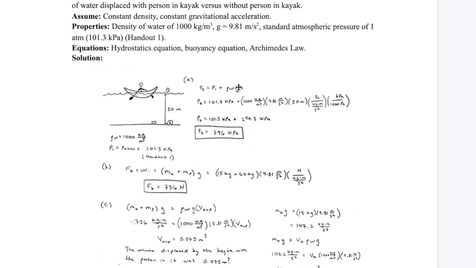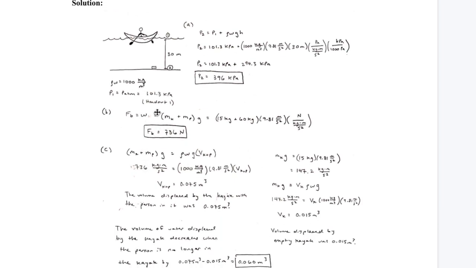And then you know your density of water, g is standard, and h, because we are assuming constant density and constant gravity. Then in part B, we're finding the buoyancy force acting on a kayak, given the mass of the kayak and the person. So again, you're assuming constant density and gravity. So you use your buoyancy force equation, which just states that your buoyancy force equals your weight, which in this case is going to be the total mass, which is your kayak plus your person, times g. So that gives you your buoyancy force.